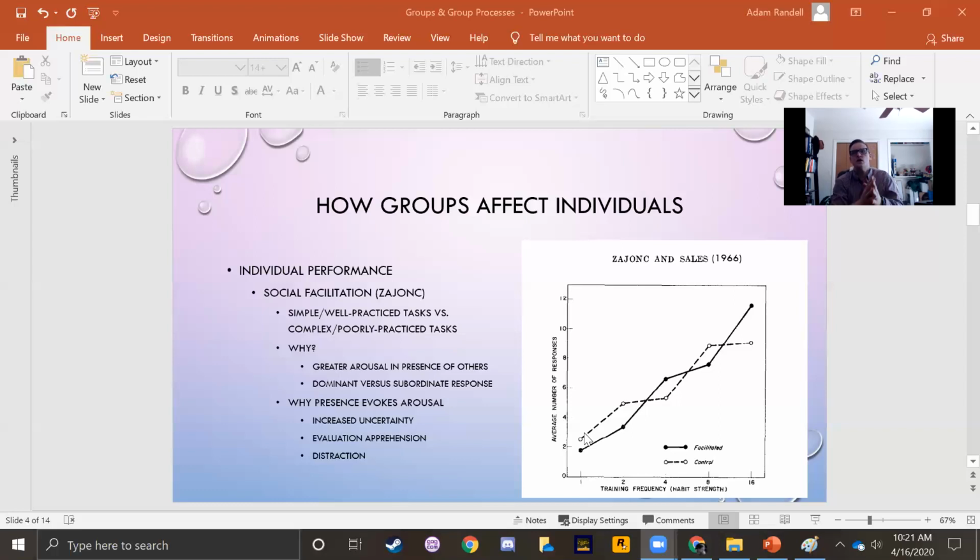Well, Zajonc offered the explanation that when we're in the presence of others, it increases our state of physiological arousal. And when that physiological arousal is heightened, our dominant responses are facilitated, whereas our subordinate responses are impaired. And so something that we've practiced a lot becomes a dominant response. You can think of it like a habit. In fact, if you look in this graph, you see habit strength.